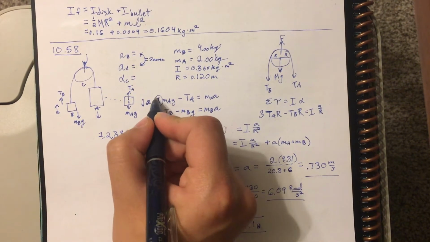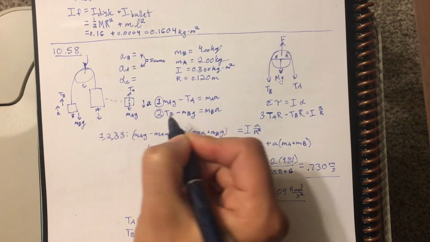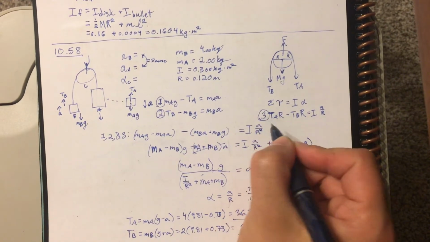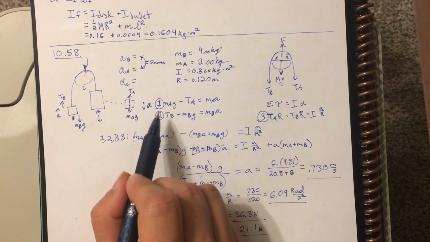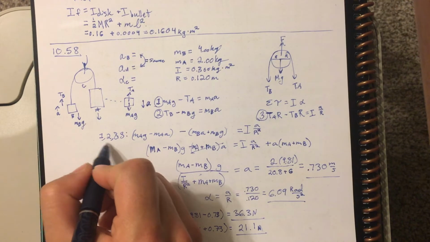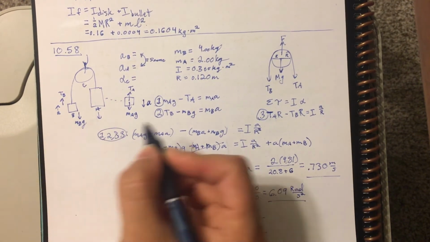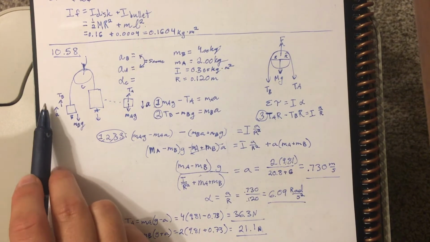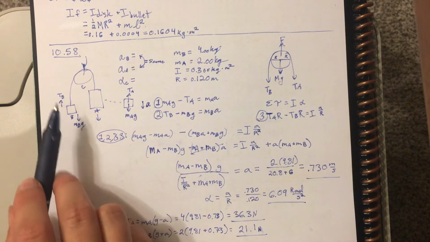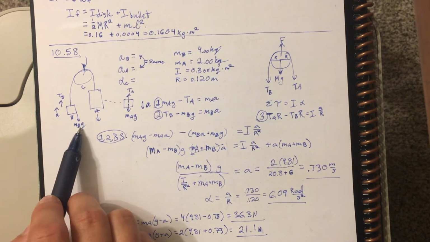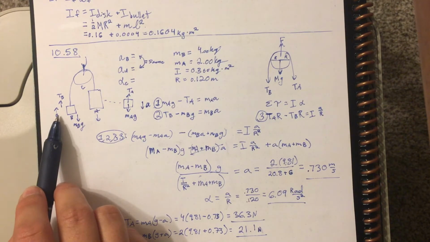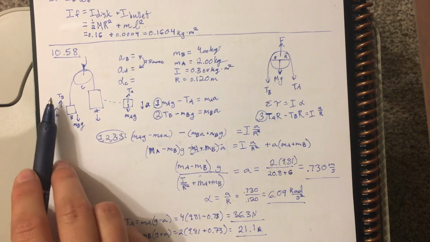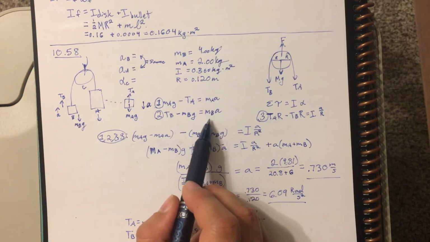So this is equation 1, equation 2, equation 3. Over here, we know tension's going up, but now acceleration's going up. So tension minus mass of B times gravity equals mass of B times acceleration going up here.